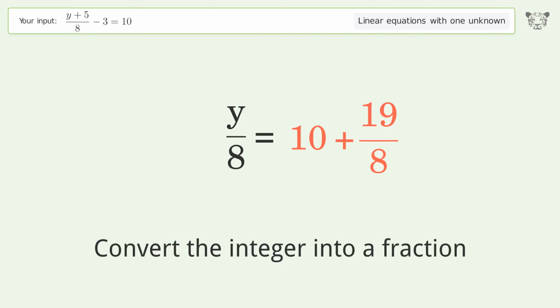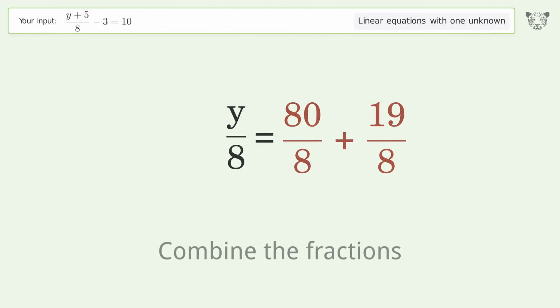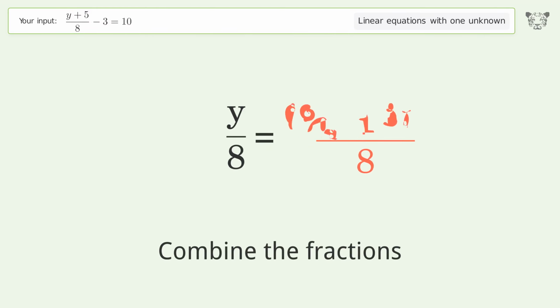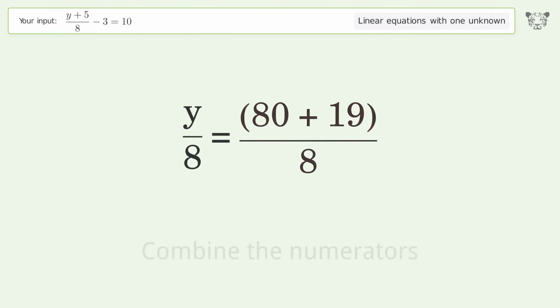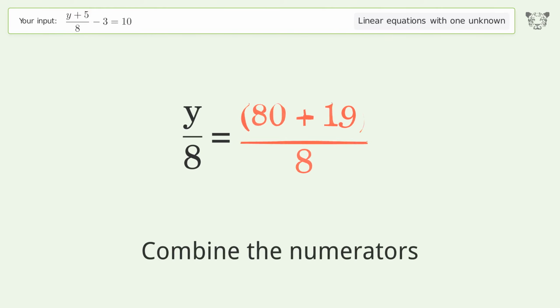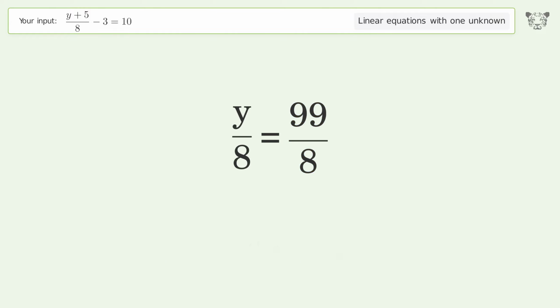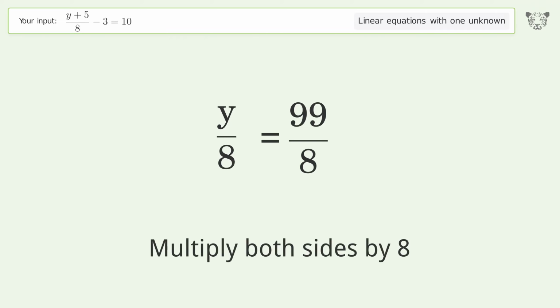Convert the integer into a fraction. Combine the fractions. Combine the numerators. Isolate the y. Multiply both sides by 8.